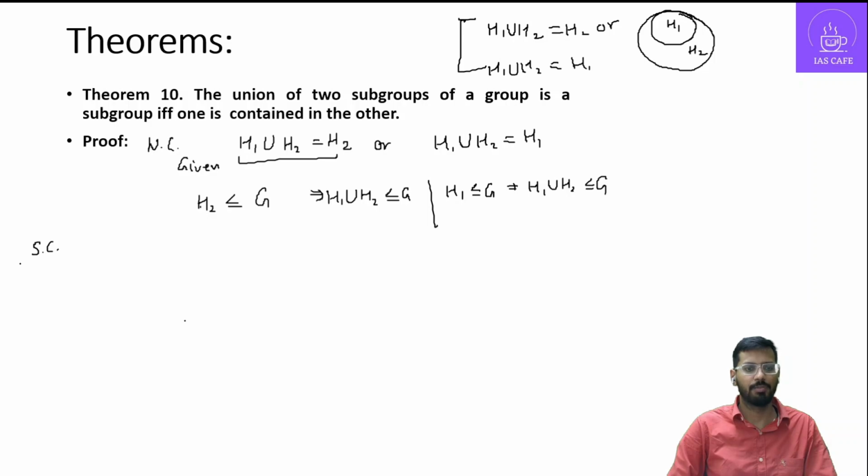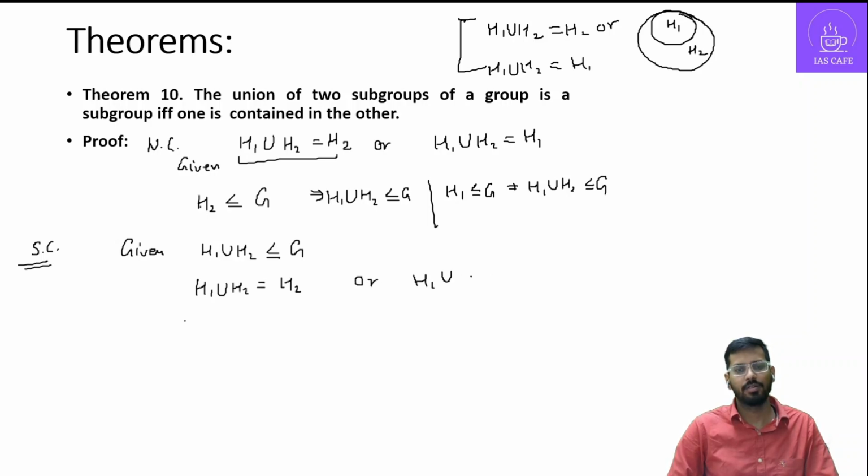सिमिलरली हम सफिशिएंट कंडीशन भी प्रूव कर सकते हैं. सफिशिएंट कंडीशन प्रूव करने के लिए हमें गिवन दैट H1 union H2 is a subgroup of G, that is given, and we have to prove that either H1 union H2 is equal to H2 or H1 union H2 is equal to H1. That you can do as an exercise, okay, and put it in the comment section.